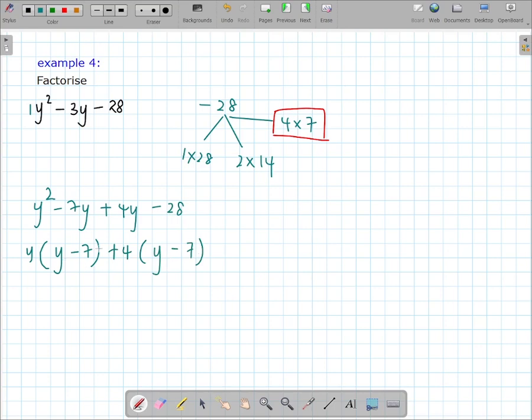Then check the brackets, they are the same: y minus 7. Then when you take y minus 7 out, y remains. Then from this one, y minus 7 out, plus 4 remains. So the final answer is y minus 7, y plus 4.